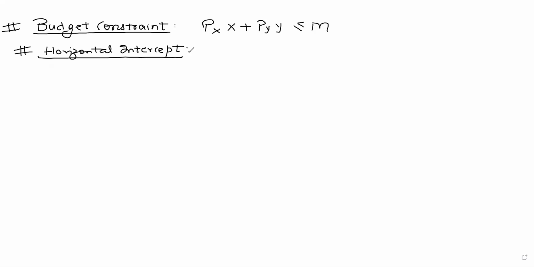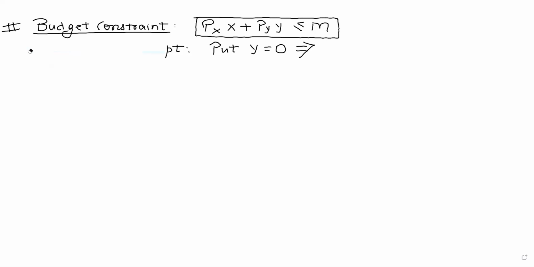So to find out the horizontal intercept, put y equal to 0. So this is my budget constraint, guys. From this, what will be my budget line? Because to find the horizontal and the vertical intercept, first let me introduce to you what is the budget line. Okay, so let us first see what is meant by the budget line.